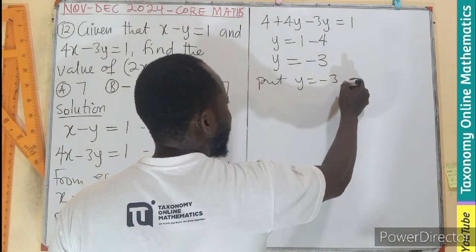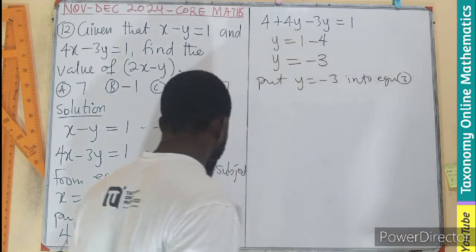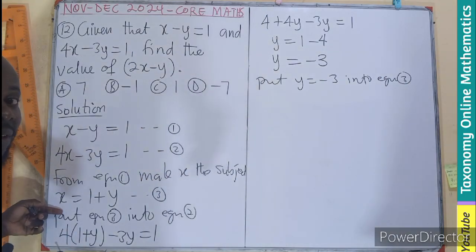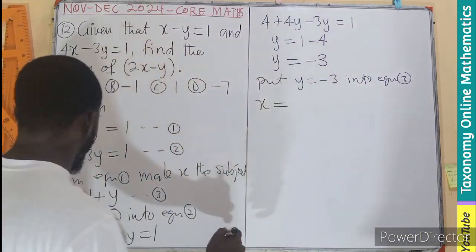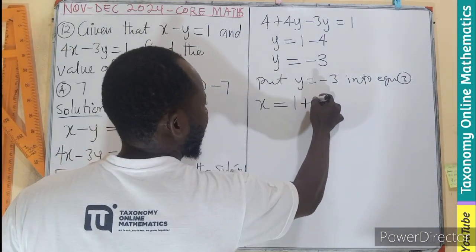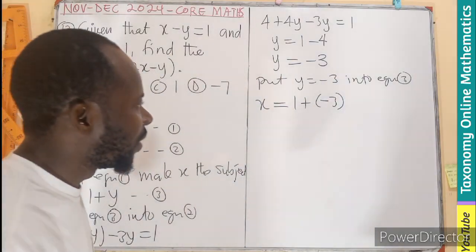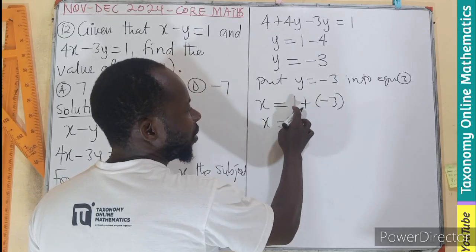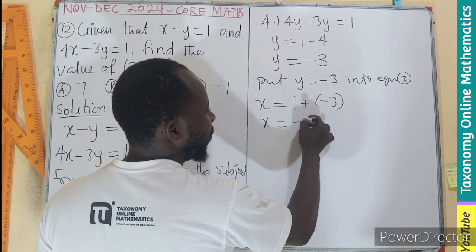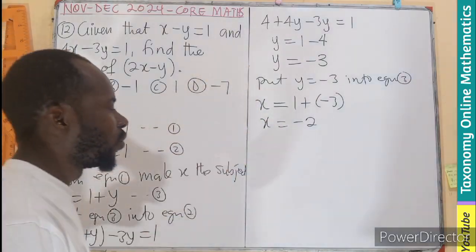So put y equals to negative 3 into equation 3, which is x in terms of y. So x will now be equals to 1 plus y, which is negative 3. Y is negative 3. So this becomes x equals to 1 minus 3. That will give you what? Minus 2. So x is known, y is known.